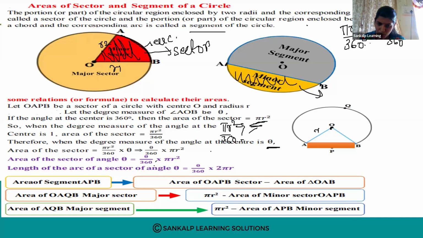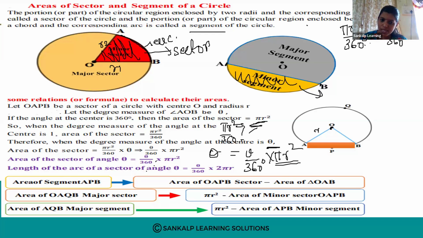So this is very, very important. The area of the sector of angle theta, where theta is some angle, a Greek letter, is equal to theta divided by 360 into pi r square. Why are we using pi r square? This is the area of the circle, and we are going to find the area of the sector. Therefore, we are using pi r square.